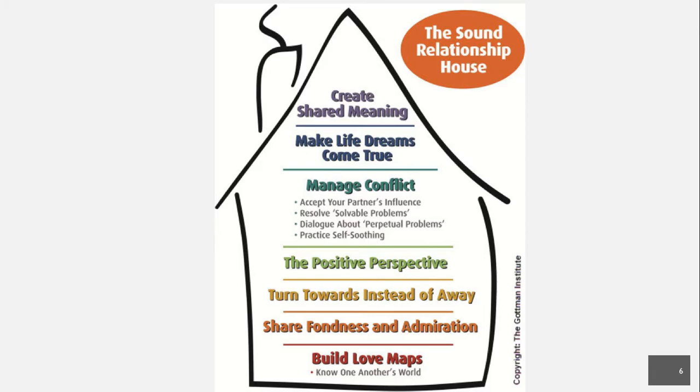Here's another visual representation of a theory. This is by John Gottman, and this is his love maps. Love maps were his theory about how to stay connected as a couple. So this is his theory, and he made a visual representation of it. He's talked about how you want to have a positive perspective, turn towards instead of away, share fondness and admiration. And so this is his theory for maintaining intimacy as a couple rather than drifting away.